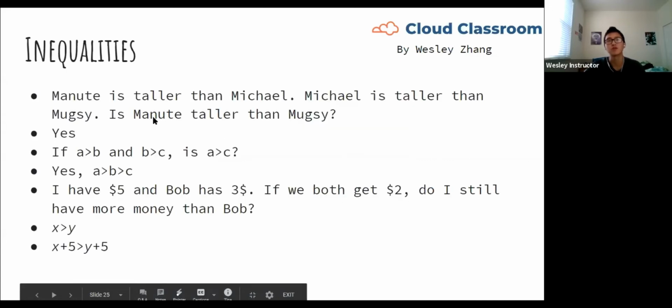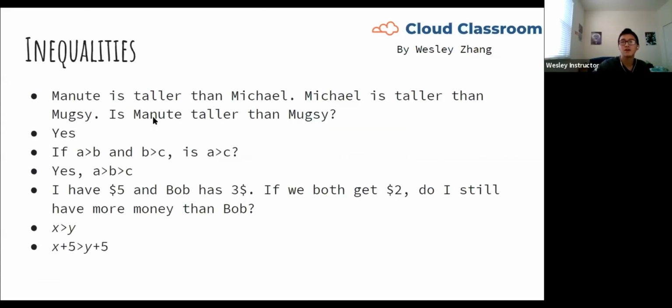All right. So Manute is taller than Michael. Michael is taller than Muggsy. Is Manute taller than Muggsy? Yes. And we can represent this with variables. So if A is greater than B and B is greater than C, is A greater than C? Yes. Because we can combine these two inequalities and say A is greater than B, which is greater than C. And we can see here that A is clearly greater than C.